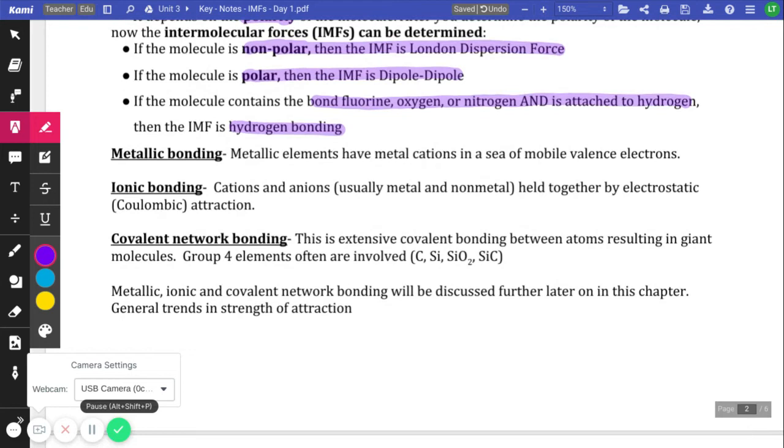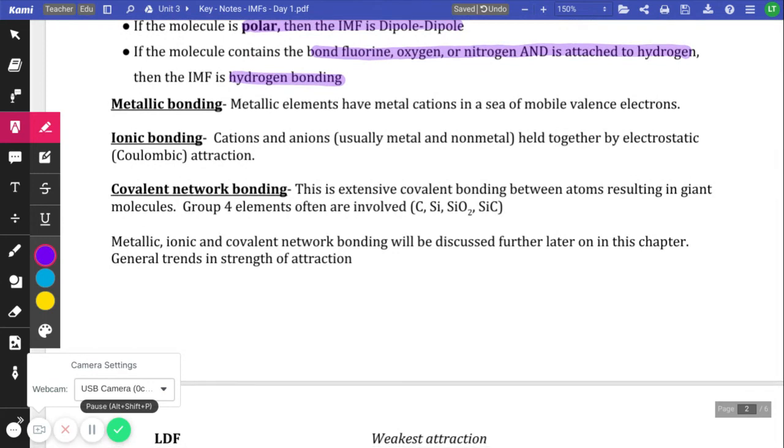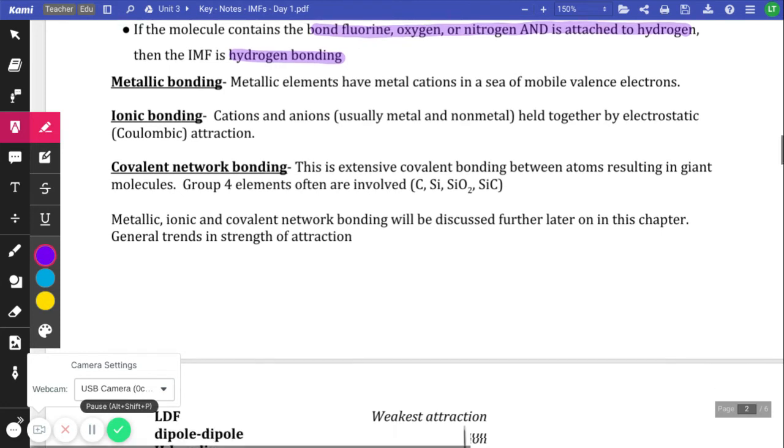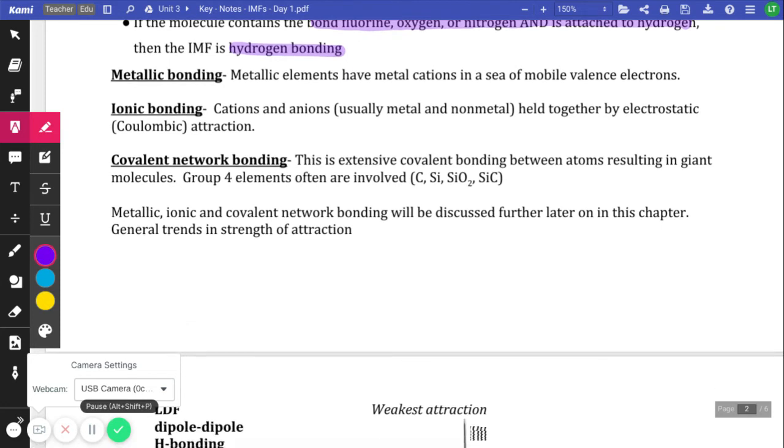Metallic elements are going to have those metal cations and a sea of those mobile valence electrons. Ionic bonds are cations and anions, which is usually a metal and a nonmetal, held together by their Coulombic attraction. And then last are covalent network bonds. Those are extensive covalent bonds that result in really giant molecules. It's a really strong type of bonding. We are going to talk about all of these later in our unit.